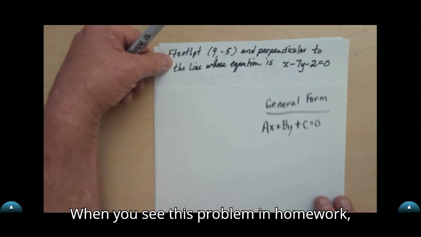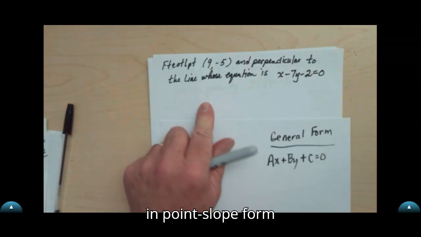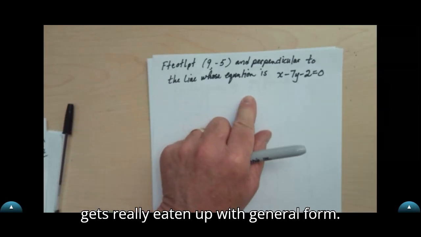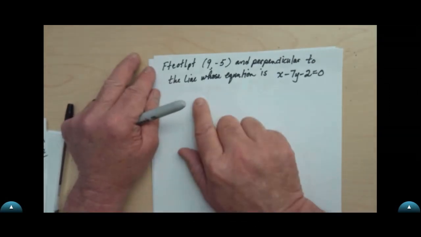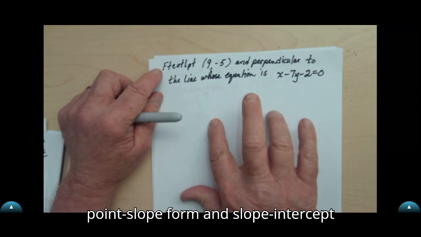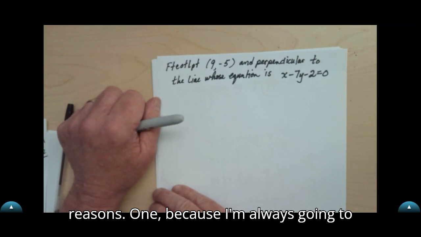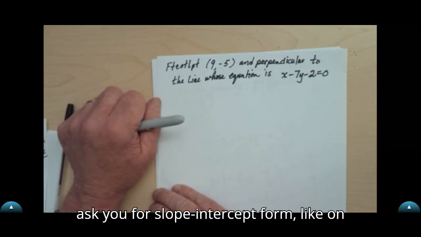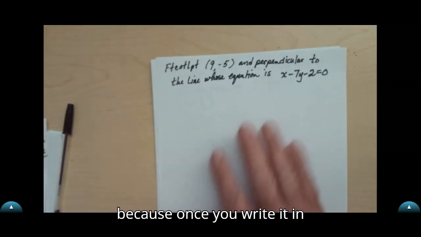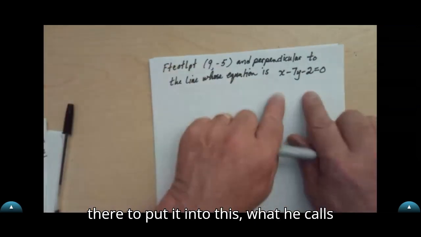When you see this problem in homework, it'll say find the equation of the line in point slope form and general form. Like for some reason, he gets really eaten up with general form. I'm going to tell you, we're going to find the equation of the line we're looking for here in point slope form and slope intercept form, just like we always do, for 2 reasons. One, because I'm always going to ask you for slope intercept form. Like on the test, I'll expect you to write your answers in slope intercept form. 2, because once you write it in slope intercept form, it's real easy from there to put it into what he calls general form.